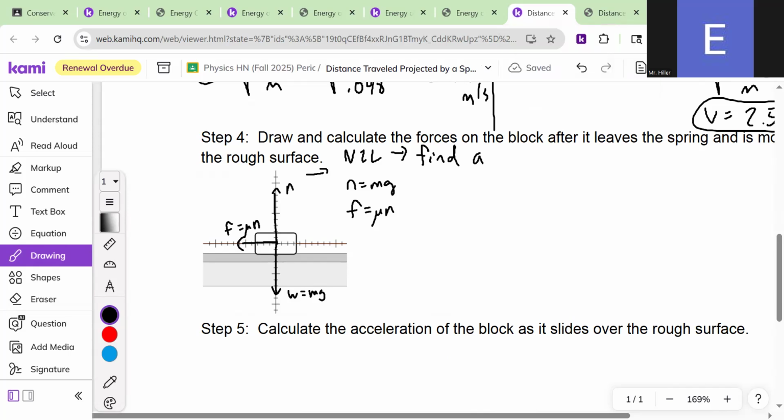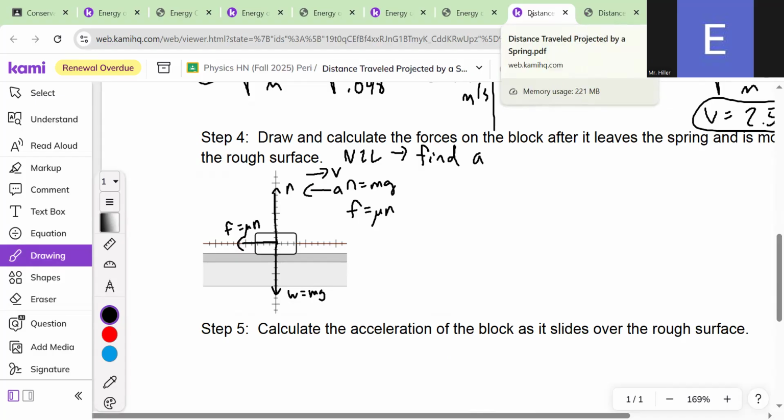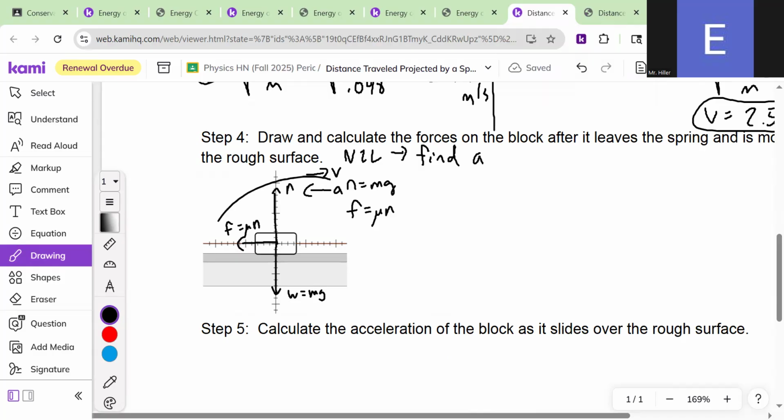Keep in mind, the object is moving to the right, but it's slowing down. That means the acceleration is going opposite the motion when you slow down, which means friction is the causing force.